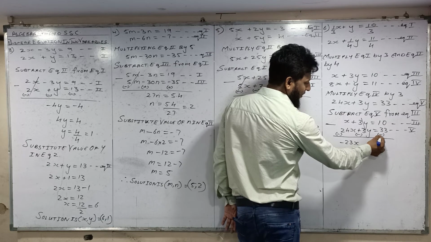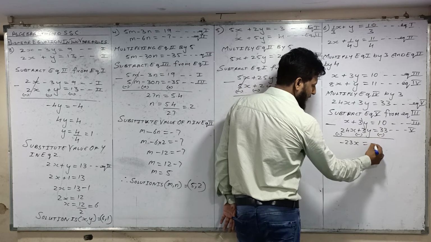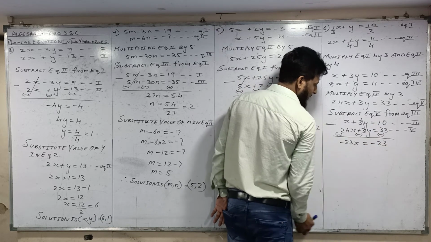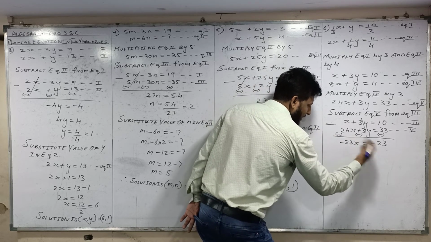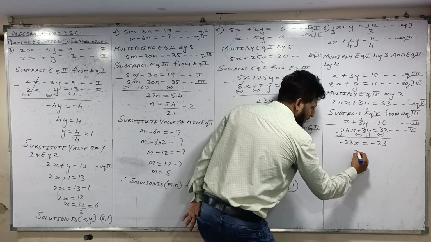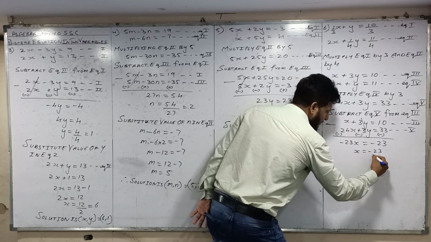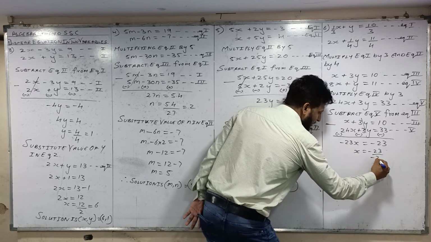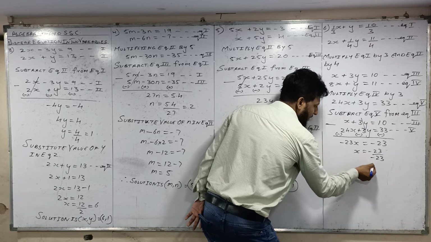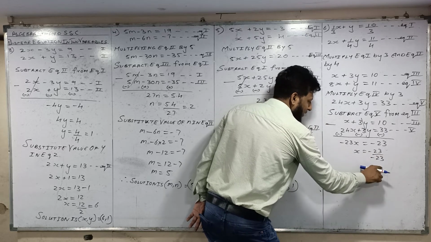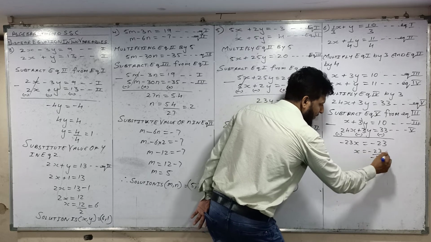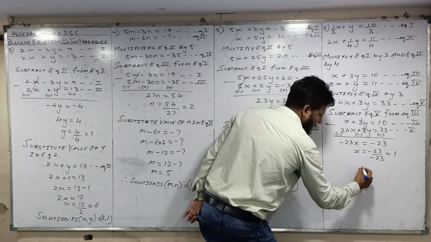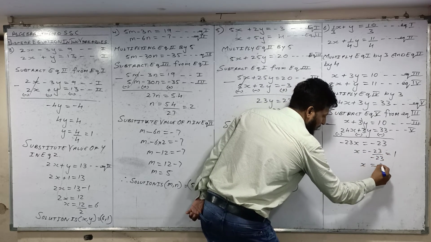Plus minus 33 and plus 10 gives you minus 23. So minus minus, both sides the minus will cancel, or you can write x is equal to minus 23 upon minus 23, minus minus cut. Minus 23 will come here, minus minus cut, 23 ones are 23. So x value is equal to 1.